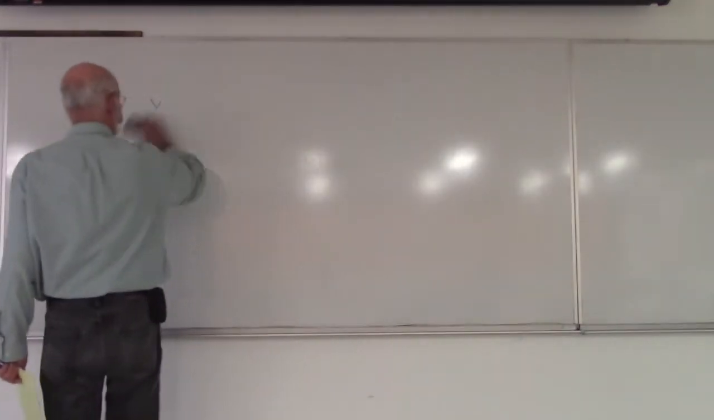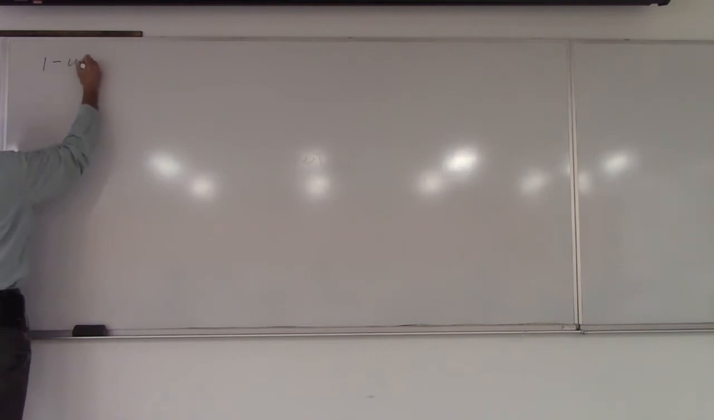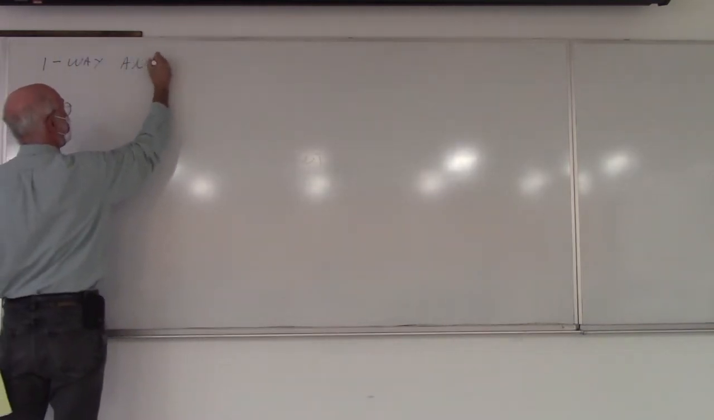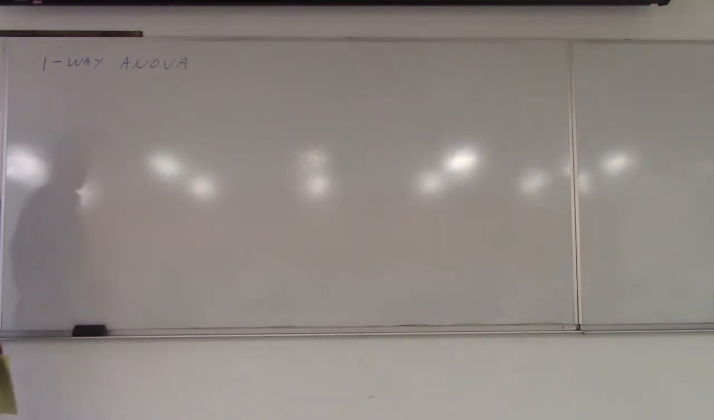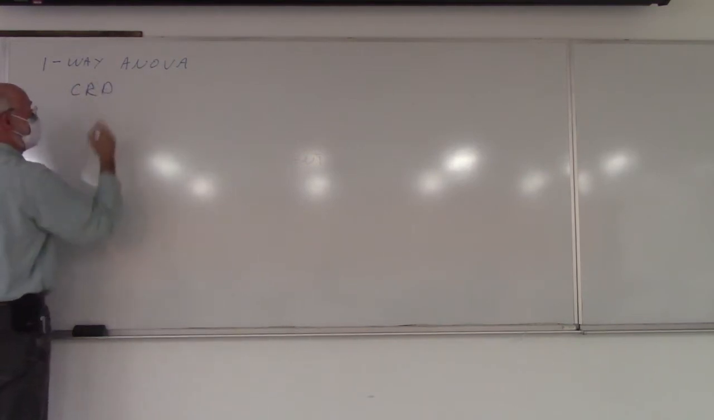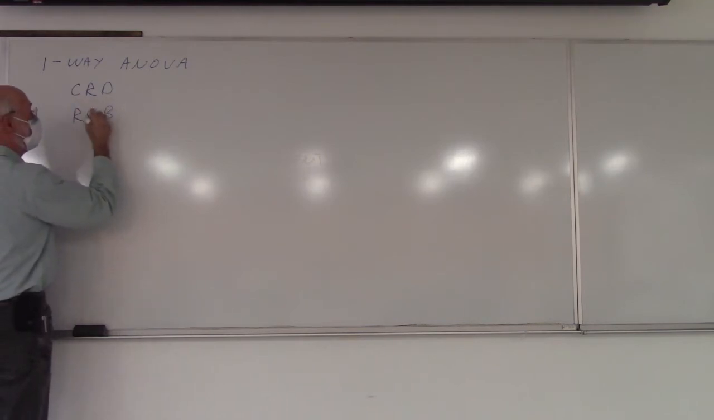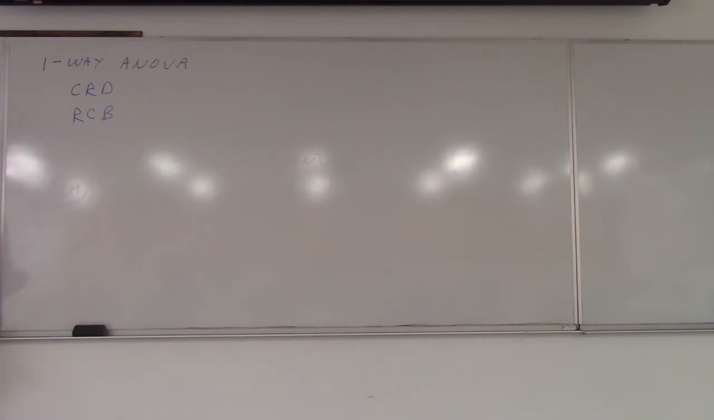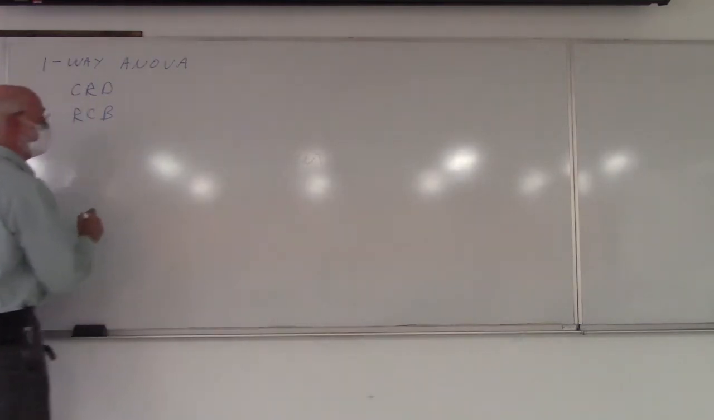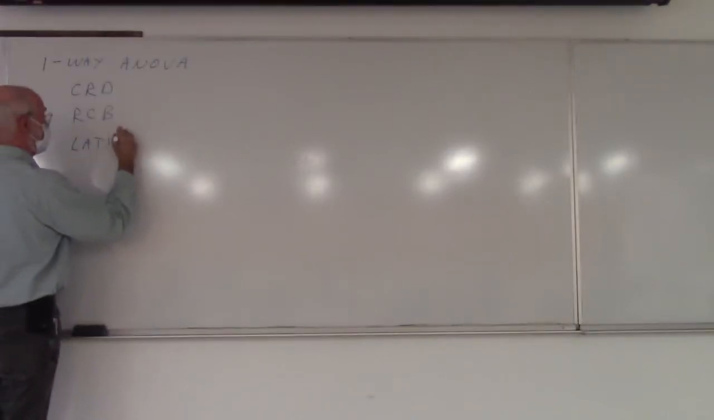For the next couple of weeks, all we're doing are the simplest kinds of ANOVAs. We're doing one-way ANOVA. The first ANOVA that we did, the one we did last week, is a CRD ANOVA, completely randomized design. What we're going to do today is an RCB ANOVA, which stands for randomized complete block design. If we still have energy, we will also do something called a Latin square.